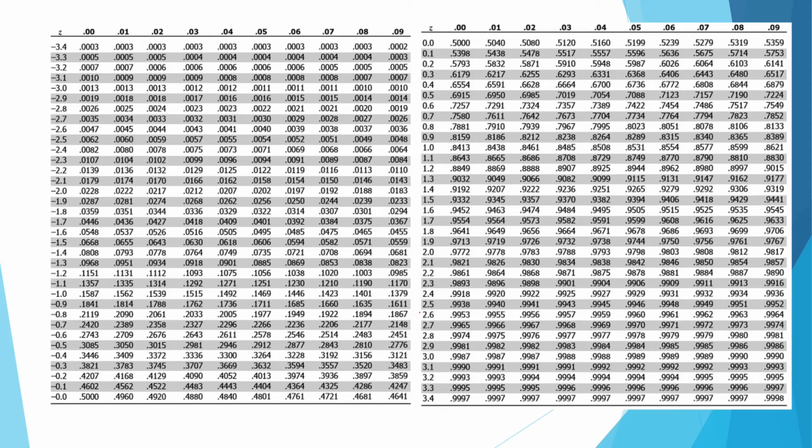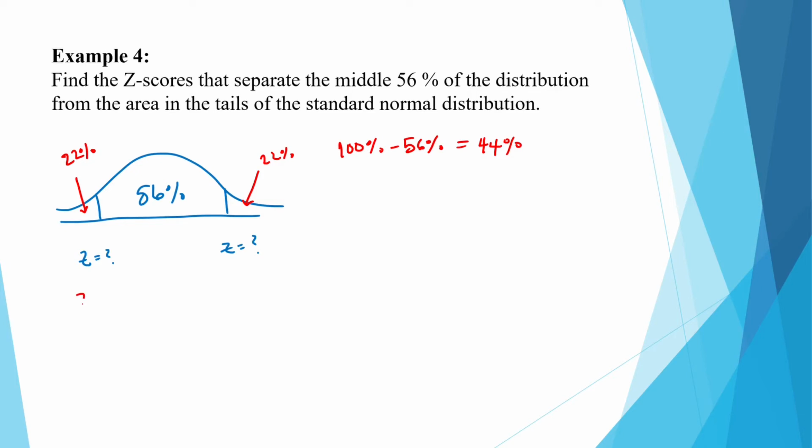I'm going to go to our table and look for the closest one to 0.22. The closest one to 0.22 is an area of 0.2206. And that corresponds to a z-score of negative 0.77. So our first z-score is negative 0.77.